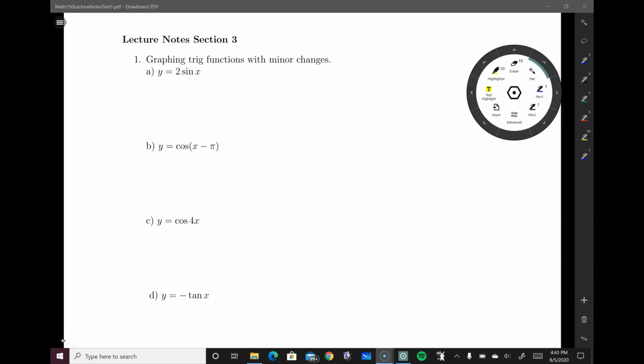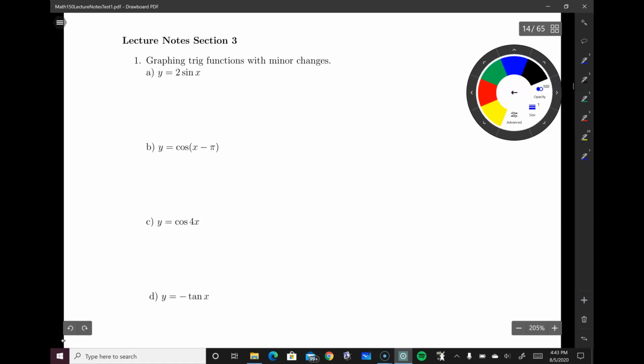All right, so we're going to want to be able to get quick sketches of trig functions that have minor changes to them. So this function here, 2 sine of x, just changes the amplitude. So it's going to go up to 2 and down to negative 2. And you know that that's pi and 2 pi. So just basic facts, they're good to know.